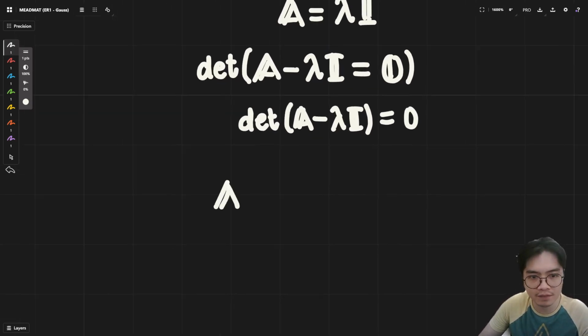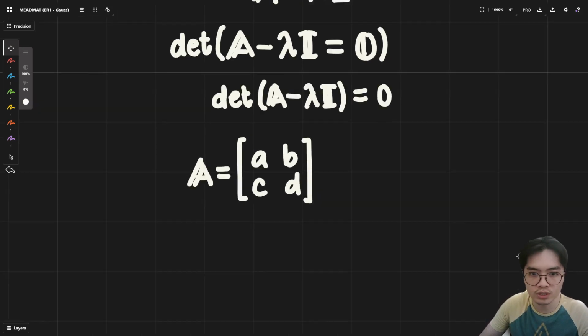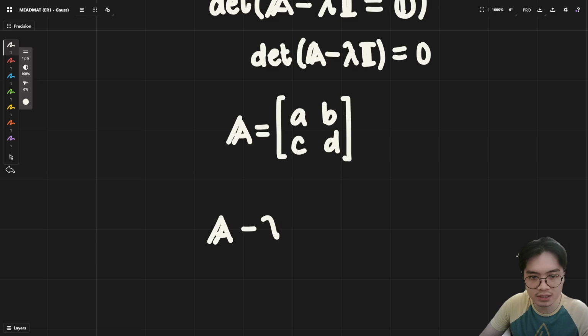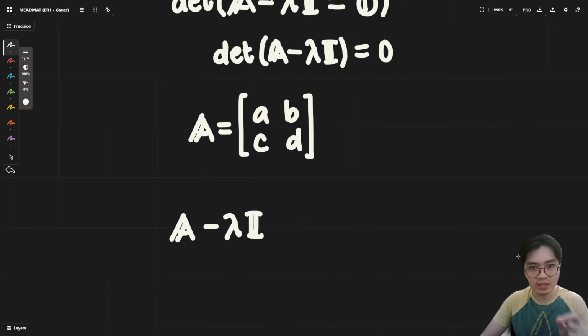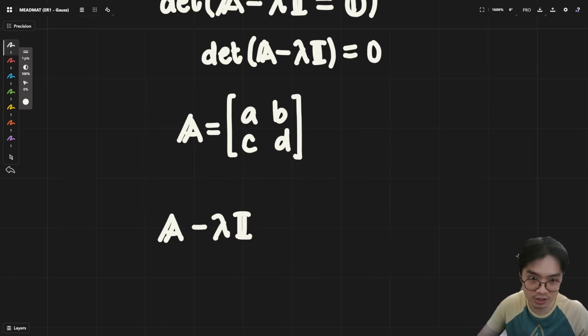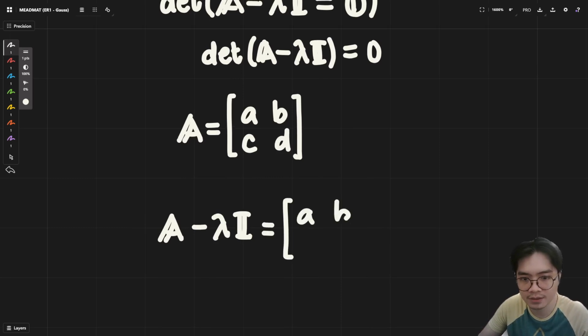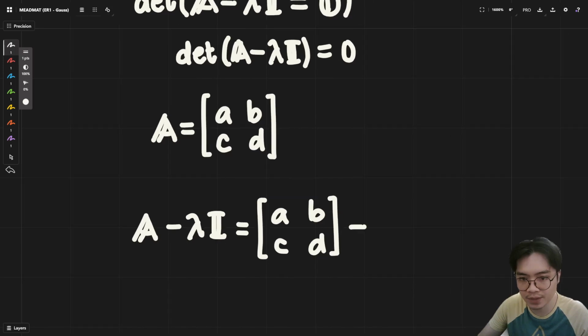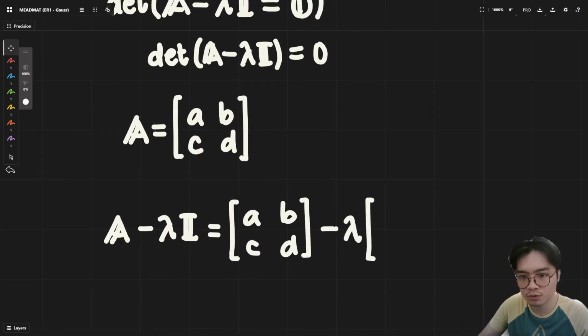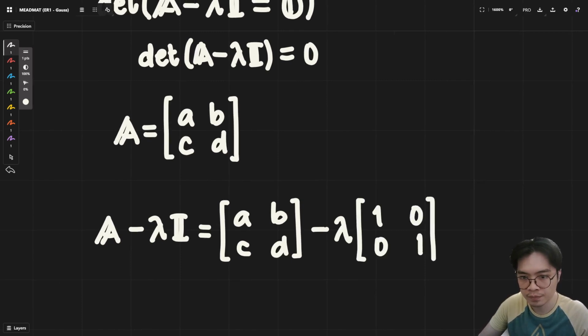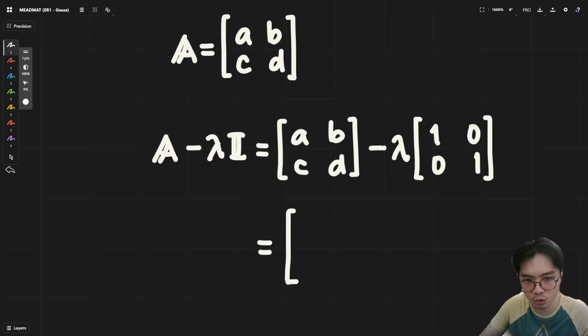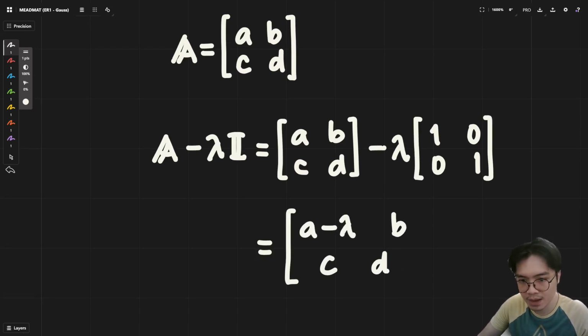Say for example, you have a general 2 by 2 matrix, which is A, B, C, D. What you will do is try to construct A minus lambda I. In this case, what we can now imply is that only square matrices can get eigenvalues. It's very interesting. So we will now have A, B, C, D minus lambda times your unit matrix, 1, 0, 0, 1. And basically what you will get is this resulting thing: A minus lambda, then B, and C, and D minus lambda.